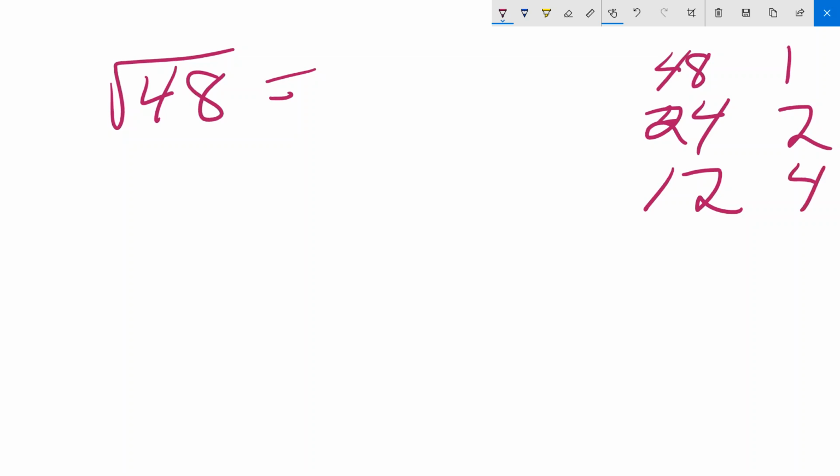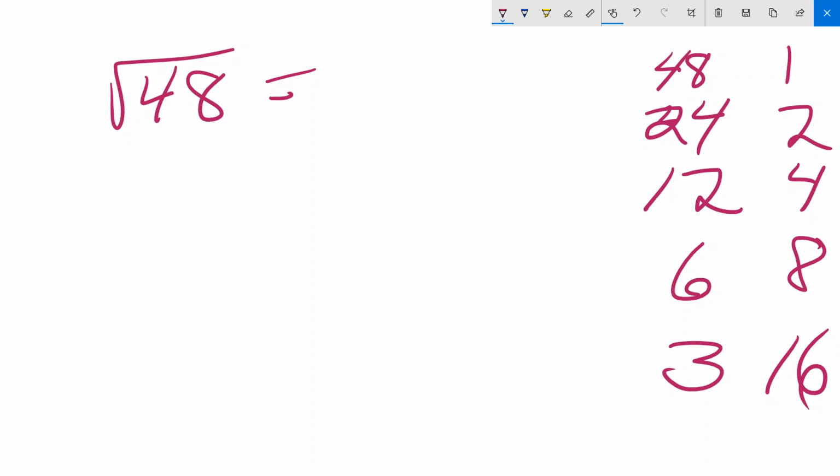Can I do it again? Can I cut 12 in half? Got to double 4. Can I do it again? No, I can't. In other words, I think I have found all of the factors of 48.